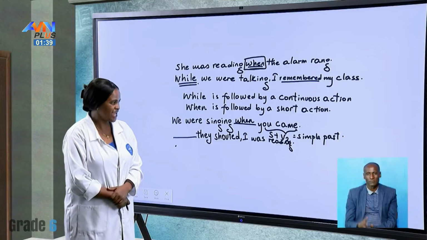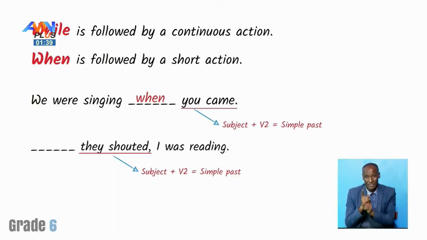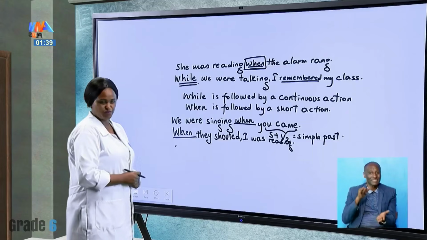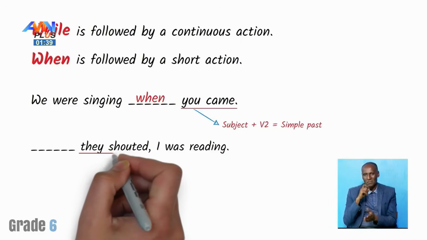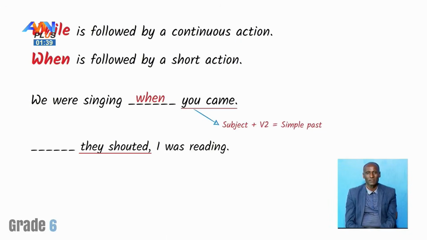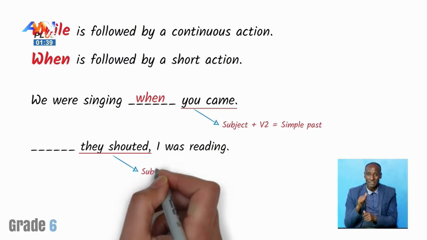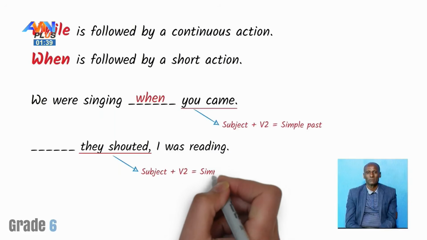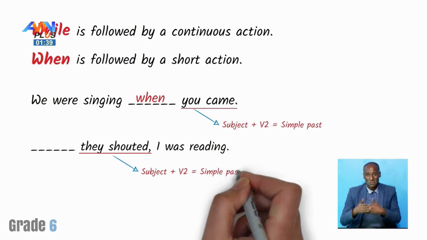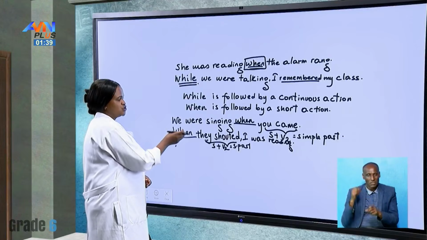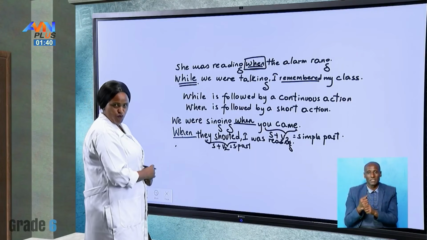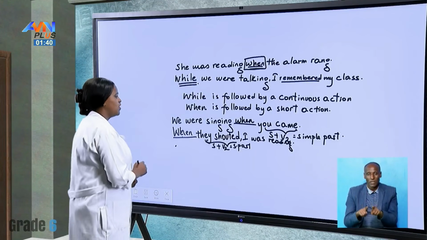If you answered again, when, that means you are correct. Because, again, just like the first one, what comes next is what? Subject plus verb two, which is simple past. And simple past is what? A short action here. So this short action is what? Preceded by the conjunction when. One more. Only one more.